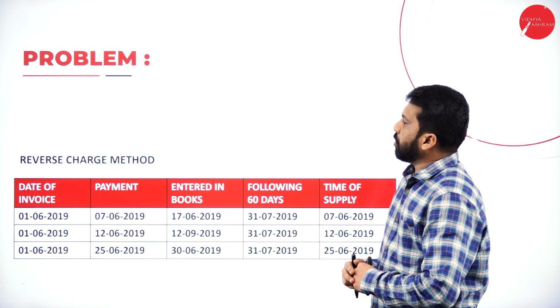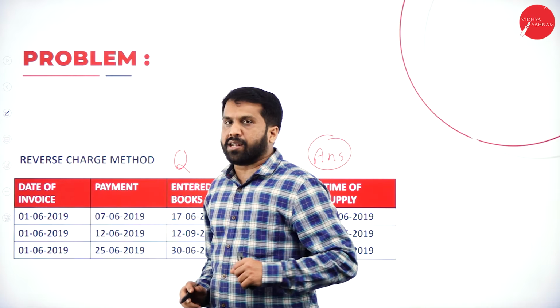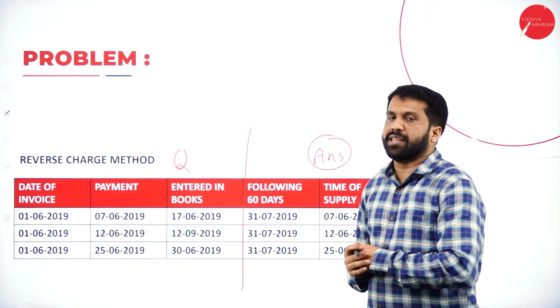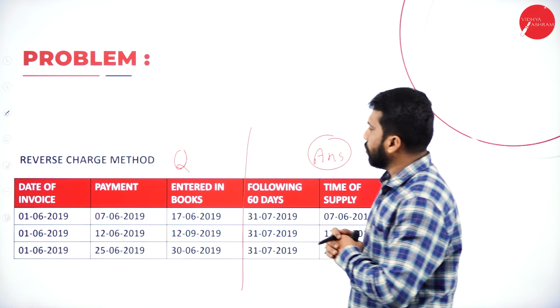So reverse charge method we will go for now. Remember, up to this we call it the question and these two are the answers. In your examination, under reverse charge method, they will give you date of invoice, payment, and entered in books. These three will be given in your question paper. Your answer must be what? You have to copy the question. Along with that, you should add two more columns: following 60 days and time of supply. How to do this? I'll show you.